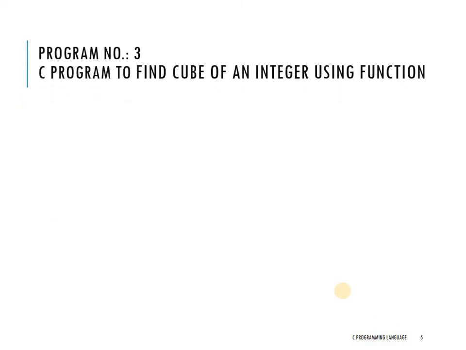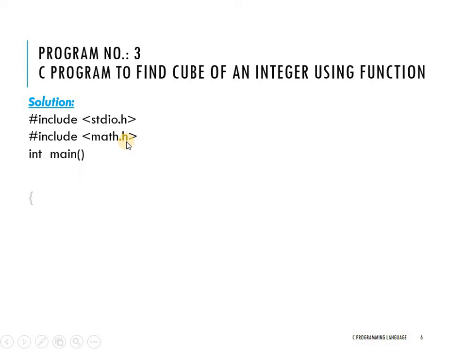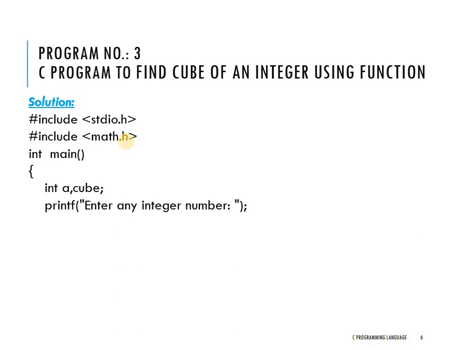Next we are going to see how we can find the cube of an integer using a function. So here I have given header files, and one more header file, math.h. Why? Because here we are going to find the cube of an integer using a predefined function. If we are going to use any predefined mathematical function, we have to include the math.h header file. Next I have declared the main function. Inside the main function I have declared two variables, and then I am going to get an integer value from the user using the scanf function, %d ampersand A.